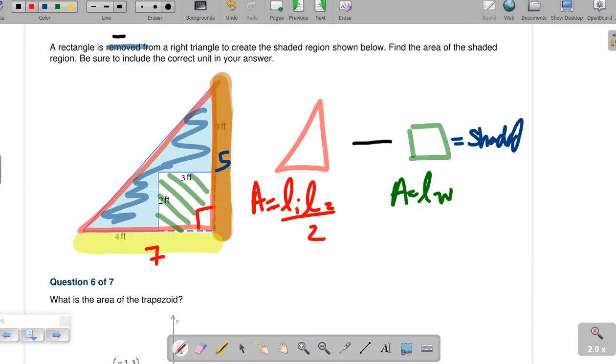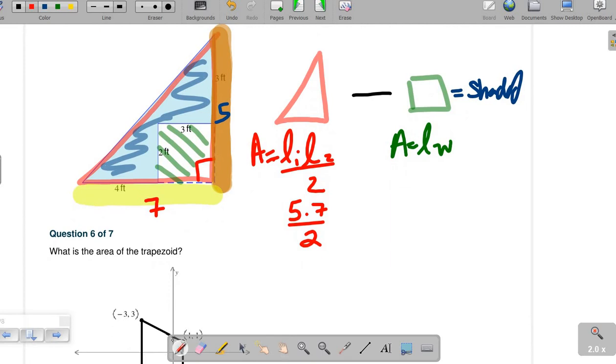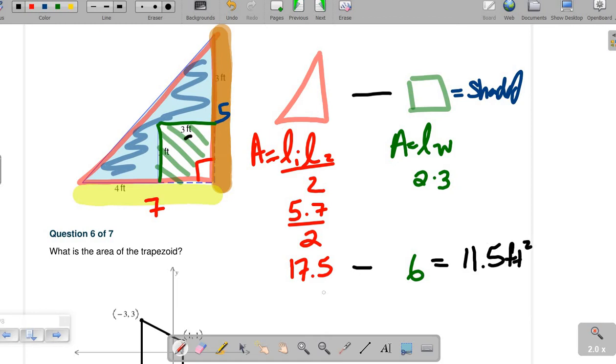So our area here is going to be 5 times 7 divided by 2. Of course, that's 35 divided by 2. That's 17.5 is our area for the triangle. Length times width for our rectangle is 2 times 3. So, of course, that's 6. We subtract to get our shaded region. We get 11.5, check for units, feet squared.